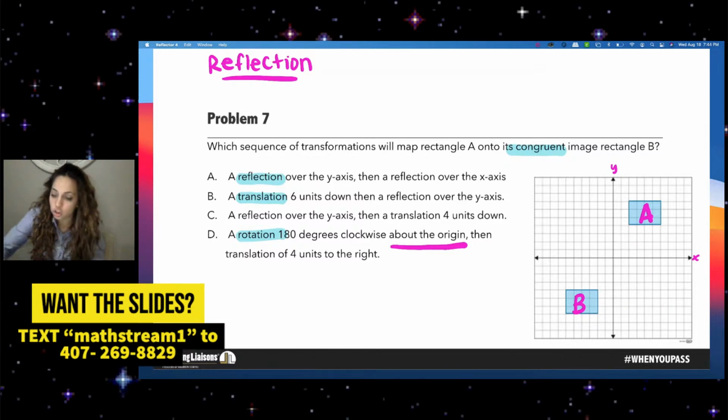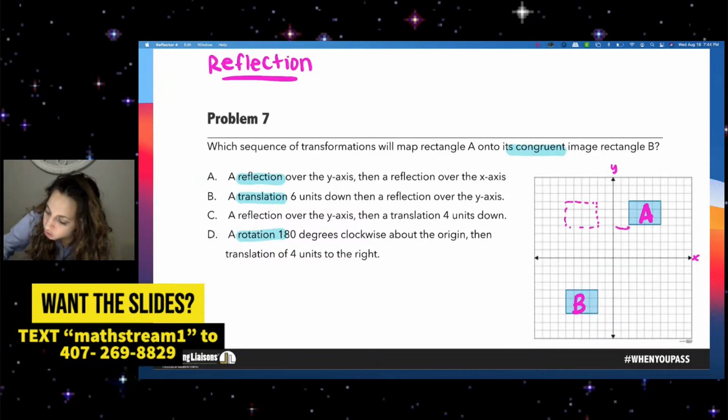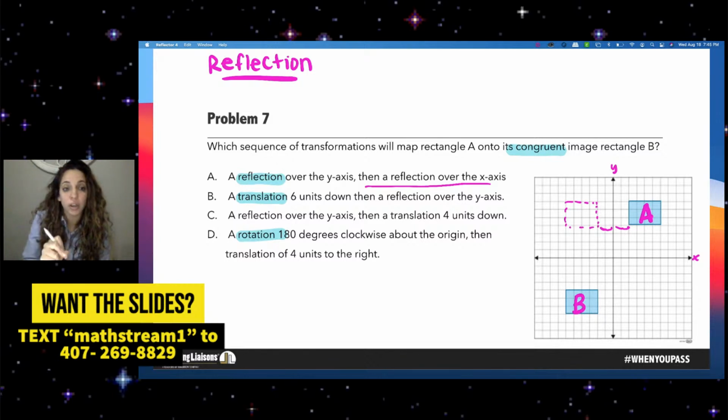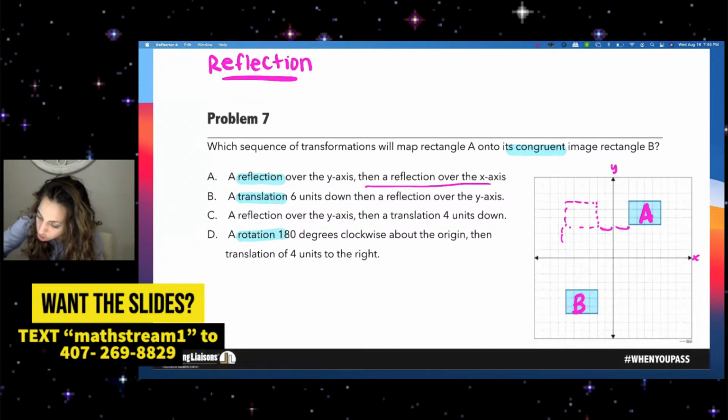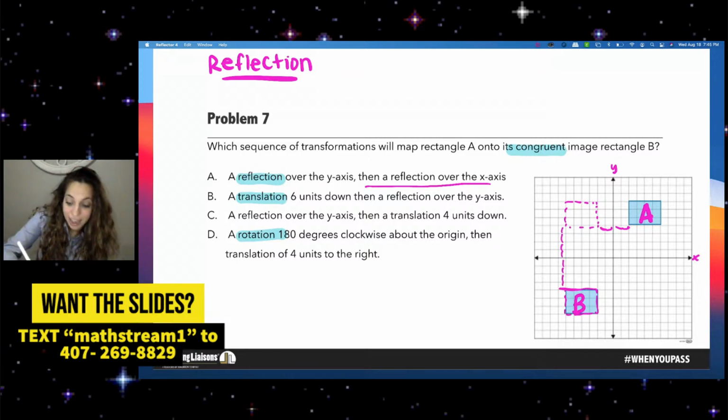So let's go ahead and look at our answer choices and kind of talk about what each of these is going to be. Reflect over the y-axis. So that's going to put it right here. How did I know that? Because it's 2 units away on this side, so it's going to be 2 units away on this side. And then a reflection over the x-axis. The then is critical because it tells you what you're doing first and then what you're doing next. So now I'm going to reflect it over the x-axis. 1, 2, 3, 4. 1, 2, 3, 4. I land right there. So A is actually our answer.